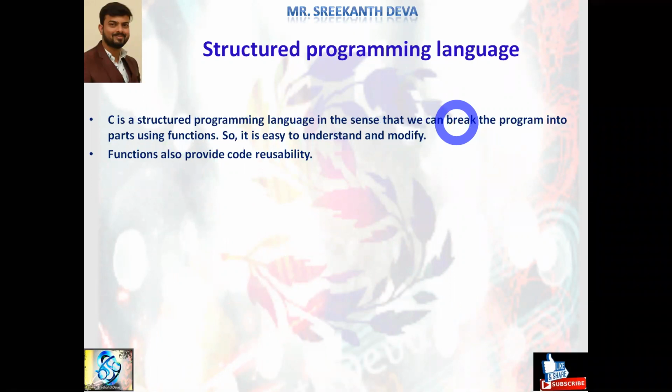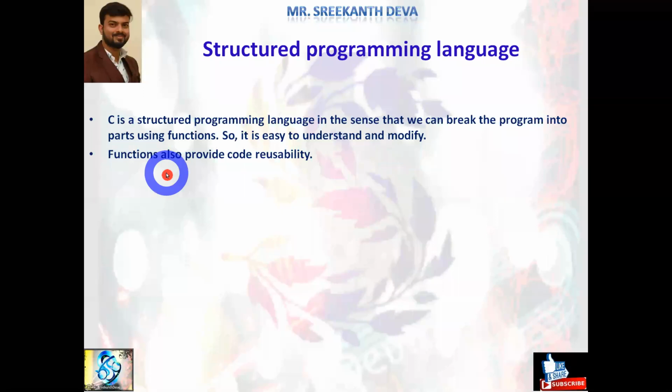C is a structural programming language in the sense that we can break larger problems or programs into parts using functions. So it is easy to understand and modify. How are we dividing the main problem into sub problems? With the help of functions. Functions also provide code reusability. Don't worry about what a function is, how to write user defined functions, or how to utilize built-in functions. We'll discuss each and every topic in detail in the coming sessions when we are working on the programs.